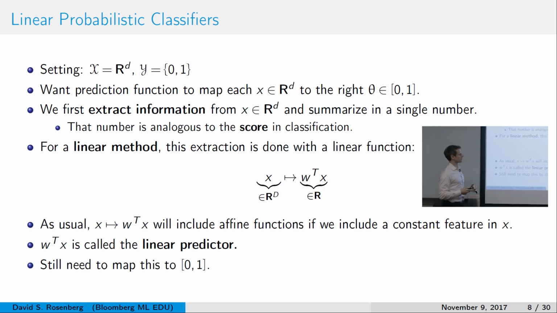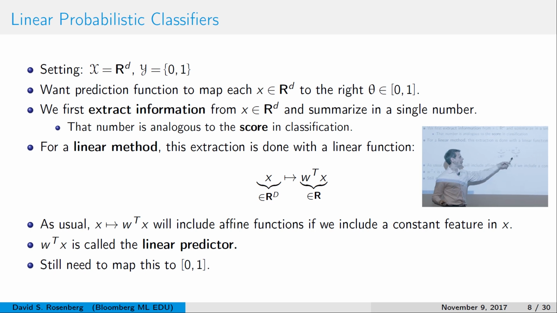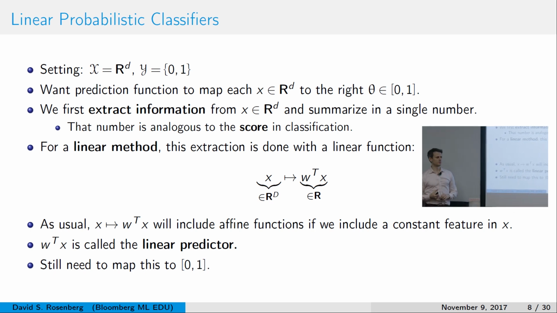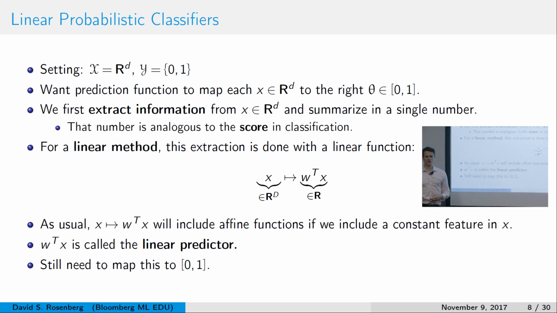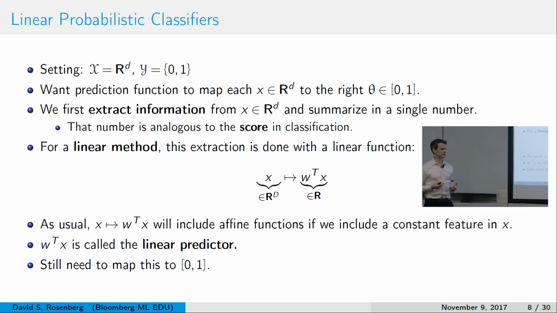And so this gives us a real number, because the output of a linear function of x in R^d is going to be some real, but it's not constrained in any way. So we're going to have to be able to map a real down to the 0 to 1 interval. So any suggestions on how you might do that?